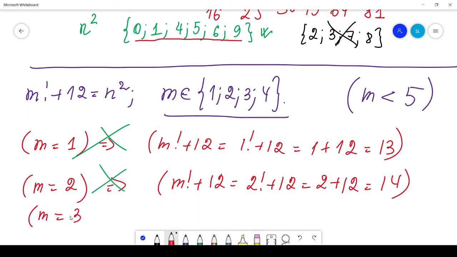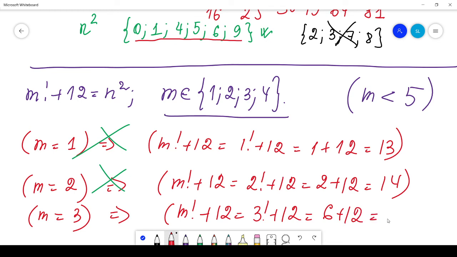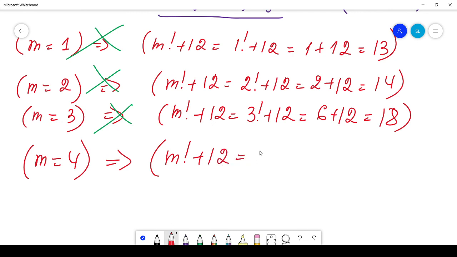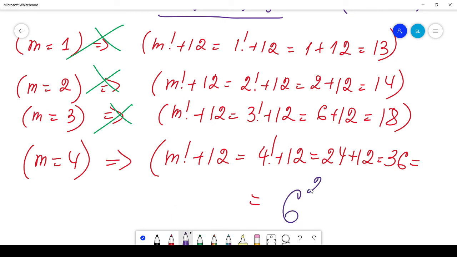In case m equals 3, what do we have? Then m factorial plus 12 is the same as 3 factorial plus 12. 3 factorial is 6, and plus 12 gives us 18, which is not a whole square. And finally, the last option. What do we get when m equals 4? That means m factorial plus 12 is equal to 4 factorial plus 12, which is 24 plus 12, which is 36. And yes, finally, this is 6 squared.